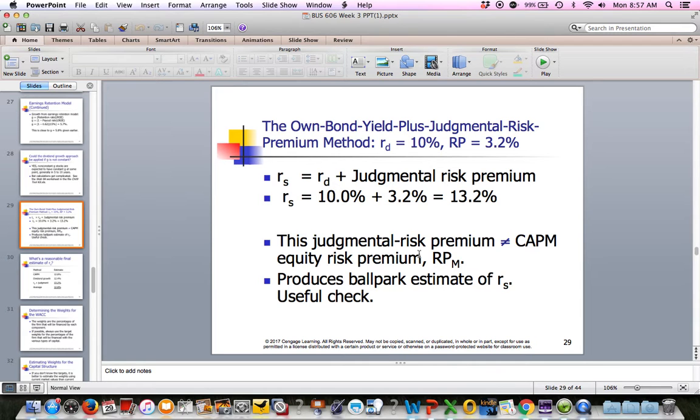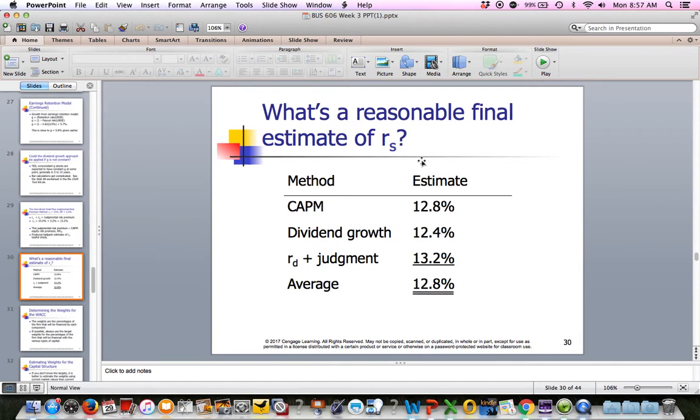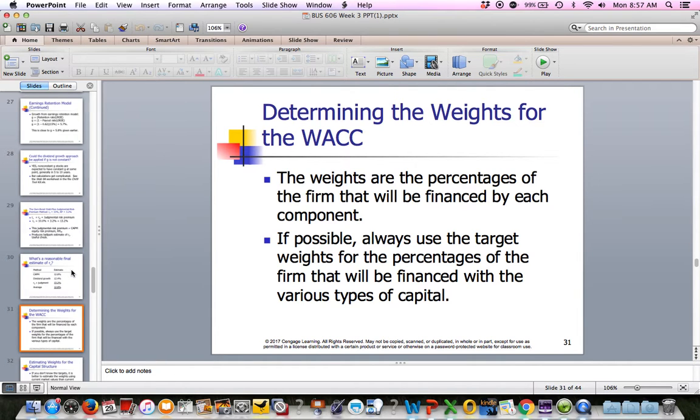And again, I can only use this method if I have debt on the books. If I have no debt on the books, I can't use this method. It wouldn't work. So the three methods they used were CAPM, dividend growth, and the judgment approach. And what we can do is just average those out. But notice that the average is at exactly the CAPM. And the CAPM is by far the most popular because, as I mentioned earlier, you can use it on any company no matter what, where the other two I can only use under certain circumstances.